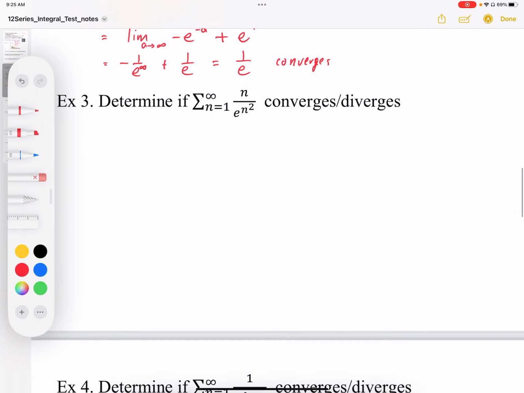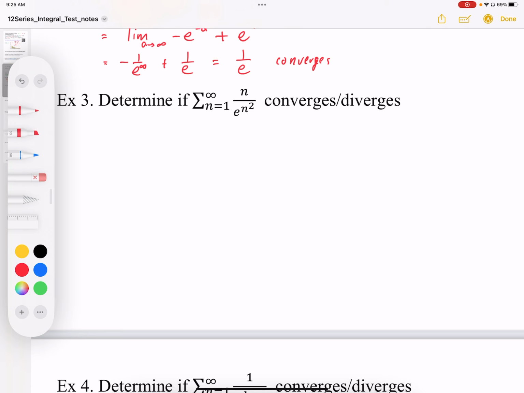Example 3: determine if the series n over e to the n squared converges or diverges. So we're going to first start by expressing the a_n term as x over e to the x squared, and we're going to find the area under that integral. So it's going to be the limit as a approaches infinity, from 1 to a, of x over e to the x squared dx.